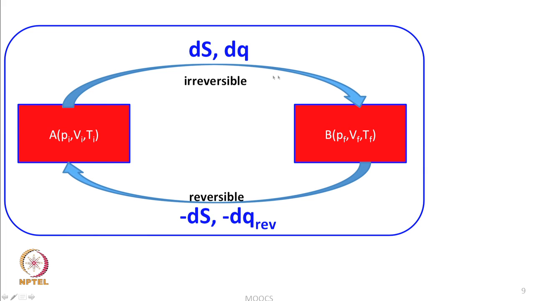And this path, let it be irreversible. Let us not care about reversibility. The entropy change in the system is going to be dS. And let us say in general, the amount of heat transferred is equal to dq.